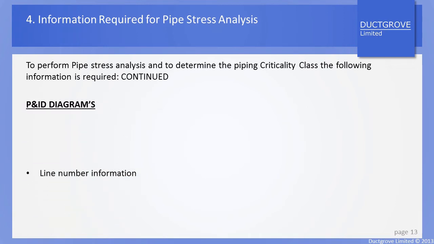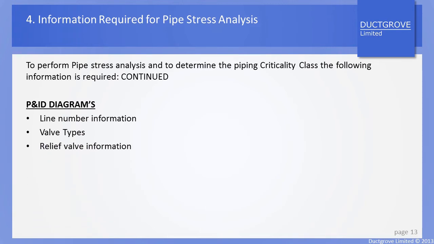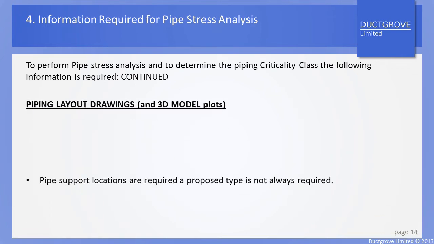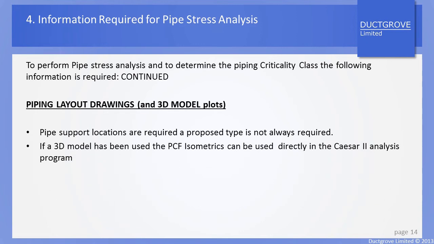A P&ID is normally required, which indicates the line number, the valve types, any relief information, equipment and package information defined by interfaces on the P&ID. Piping layout drawings and 3D model plots are also required to show the piping configuration.